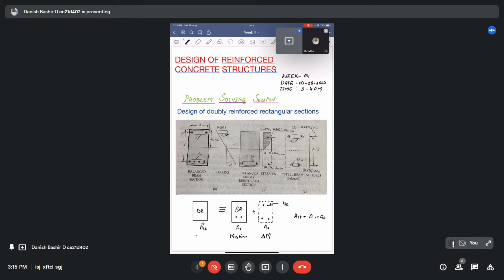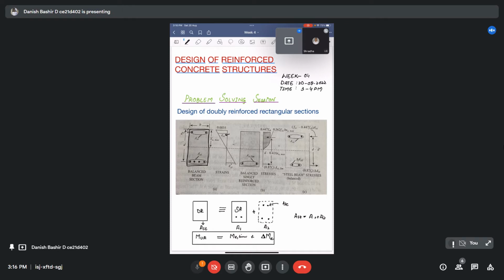So the total, if it was having total moment resistant capacity Mu, I bifurcated into two things: Mu limiting plus some additional moment benefit that I got by adding the compression steel. This is the basic philosophy behind using doubly reinforced section. I used the singly reinforced section up to limiting capacity and added compression steel to it so that I can get some additional moment carrying capacity.